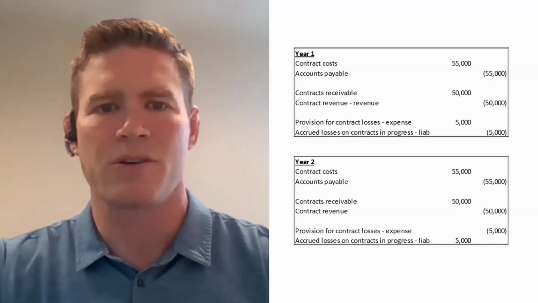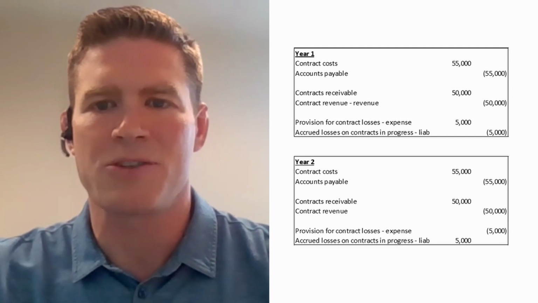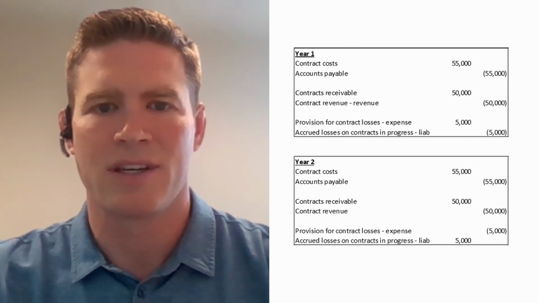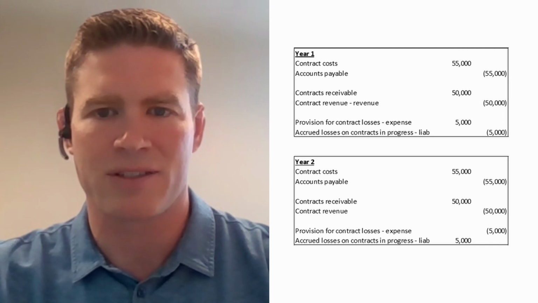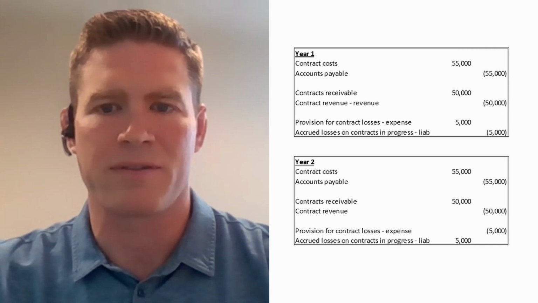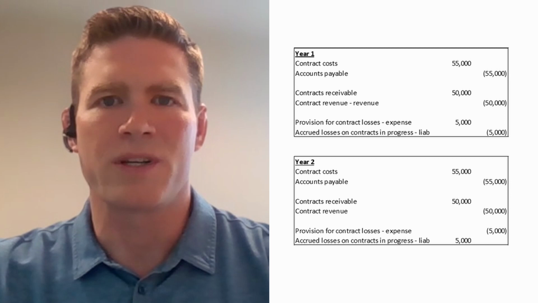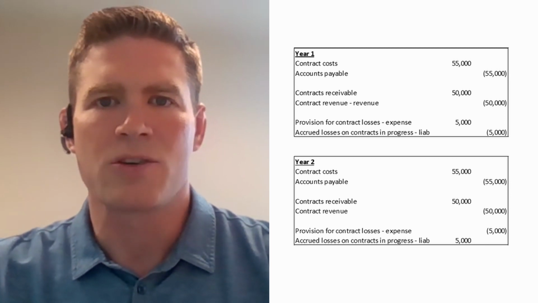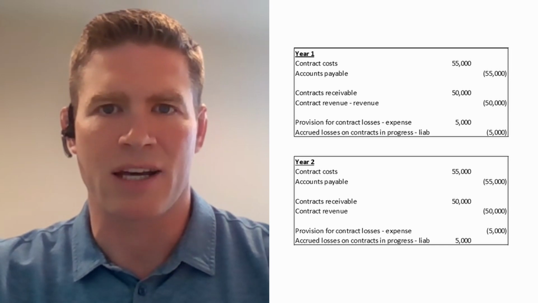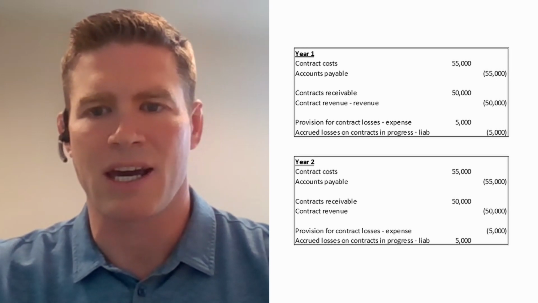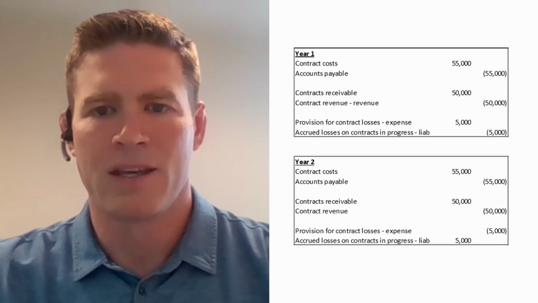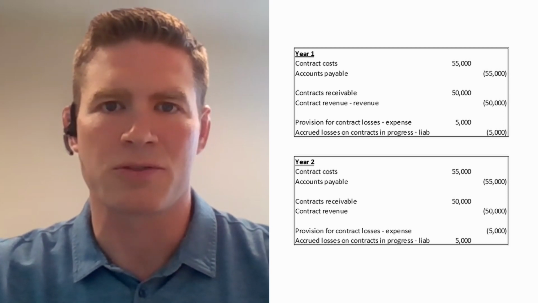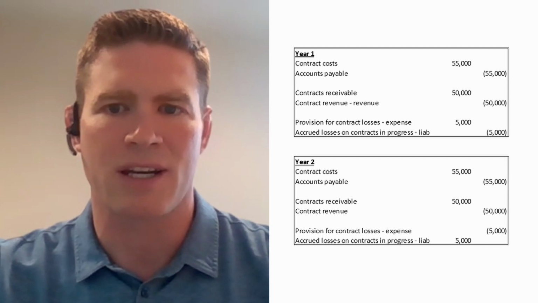Now let's walk through some examples, and I think it'll make a little more sense to see how the debits and credits flow. Here we see year one: we have our contract costs of $55,000, accounts payable of $55,000, and then we have our revenue and receivables of $50,000. What's unique is this provision for contract loss expense account. We are going to debit that for $5,000, and then credit a liability account for $5,000. That's the unique part, that additional accrual to bring us to a loss of $10,000.